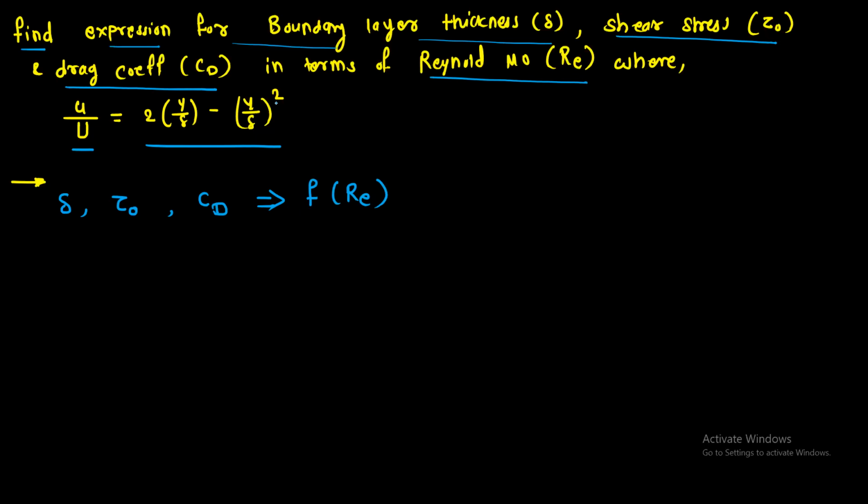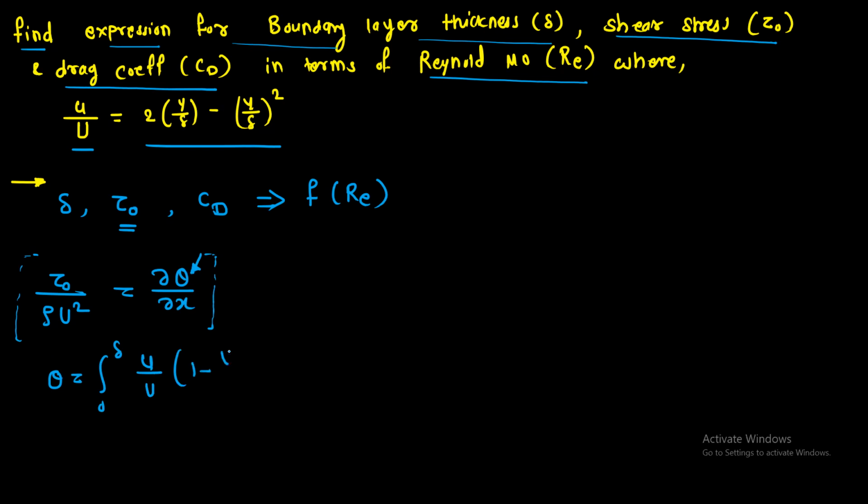So if there is a question like this, first try to find out the equation for tau 0. So directly use the formula tau 0 upon rho U square is equal to d theta upon d x. So this is the standard formula for the shear stress. Okay. Now here theta, we know that theta is equal to integration 0 to delta u by U in bracket 1 minus u by U into dy. Okay. So first we will find out this theta and then substitute this theta in the original equation of tau 0.